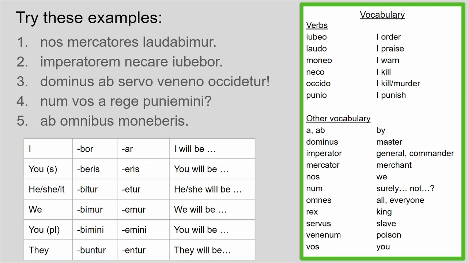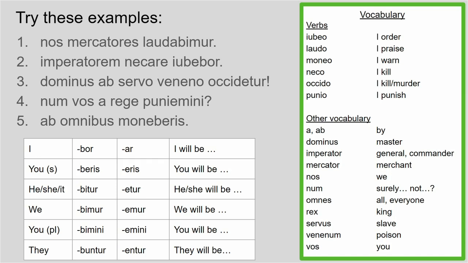For number 2, imperatorem necare iubebor. Iubebor matches my I ending for the first and second conjugation. So I will be ordered. Then I have an infinitive, necare, to kill, imperatorem, general or commander. I will be ordered to kill the general. Happy sentence. Oh, it gets happier.